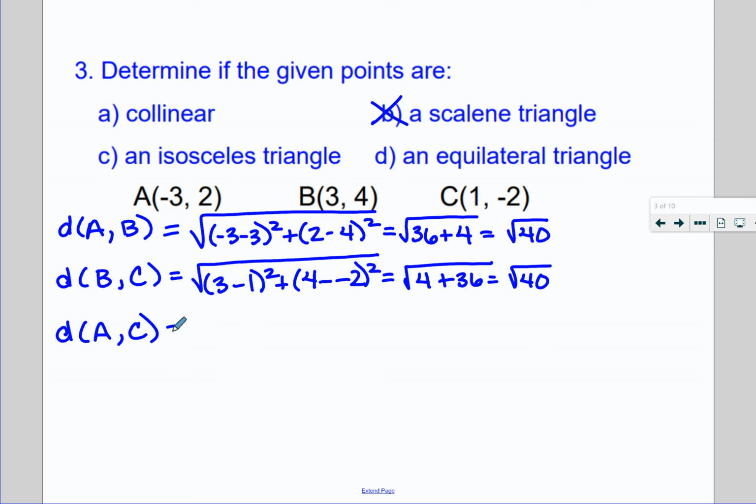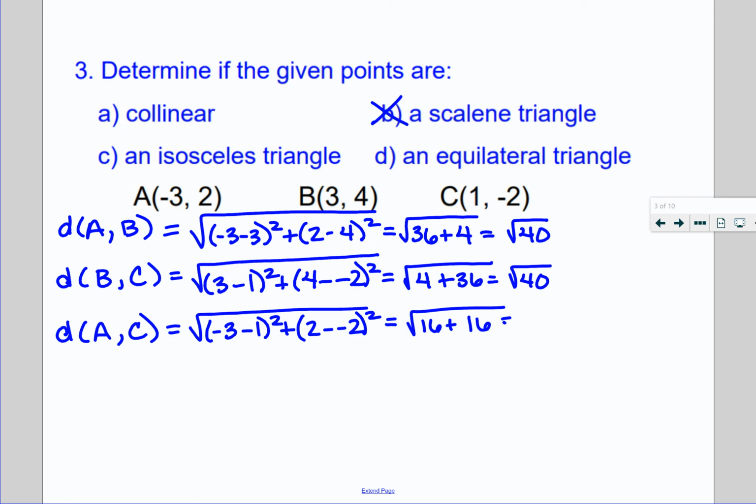Okay, A and C now, third set. X minus x, negative 3 minus 1 squared, and 2 minus negative 2 squared. Negative 3 minus 1 is negative 4. Negative 4 squared, so 16. Again, I have a 4 squared, so that's 16. I have square root 32. Okay, so that eliminated it. It's definitely not an equilateral triangle.